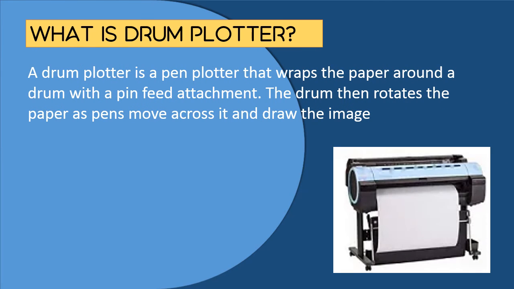What is drum plotter? A drum plotter is a pen plotter that wraps the paper around a drum with a pin feed attachment. The drum then rotates the paper as pens move across it and draw the image.